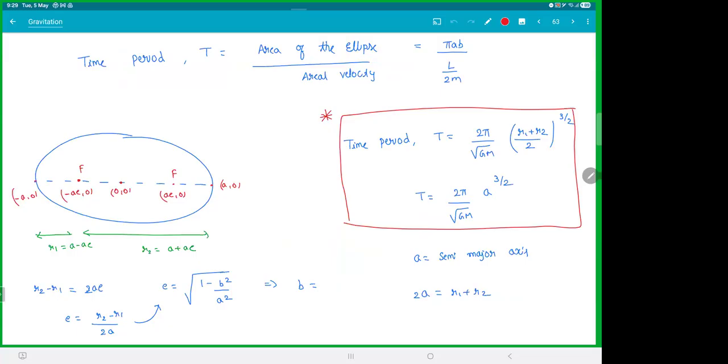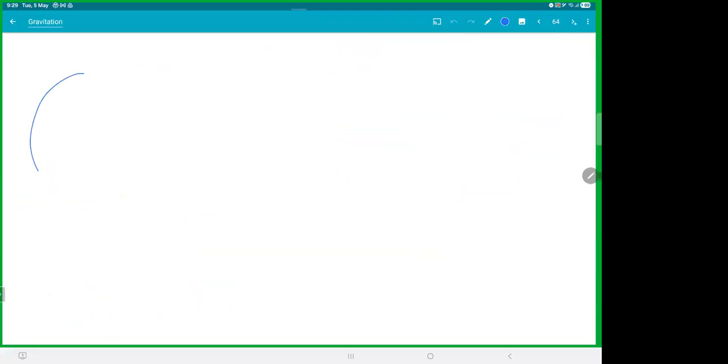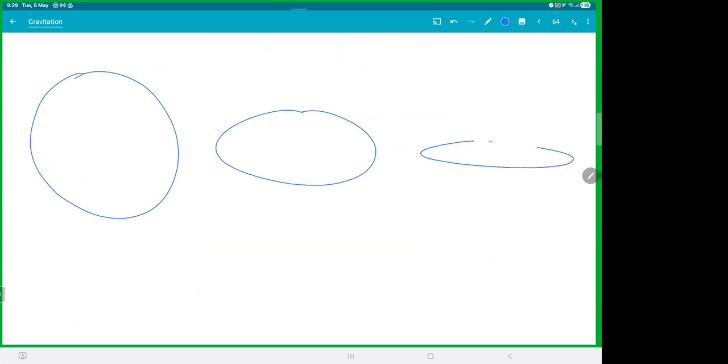Please have a look at this. You know how they'll try my question at a mains level or even at an advanced level? There was a question like this actually. They said there are three orbits. This is 2A, this is 2A, this is 2A. So this has time period T1, energy E1, time period T2, energy E2, time period T3, energy E3. Compare them.